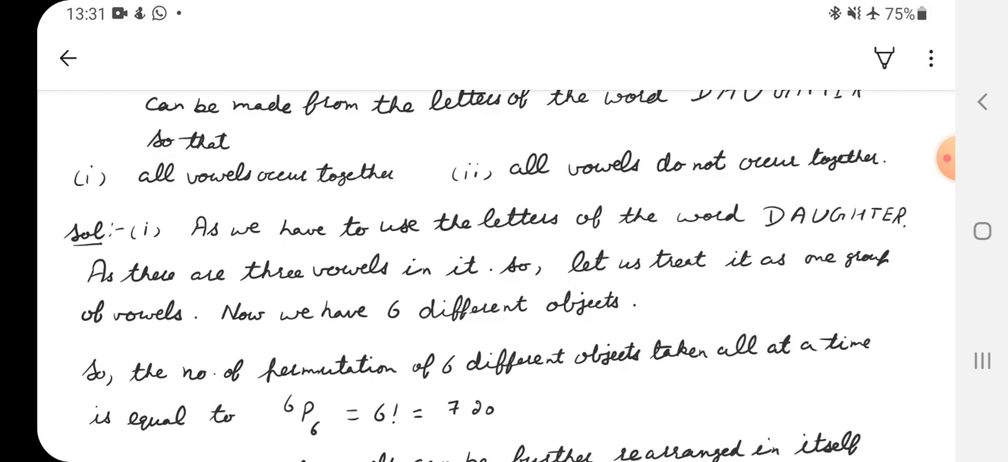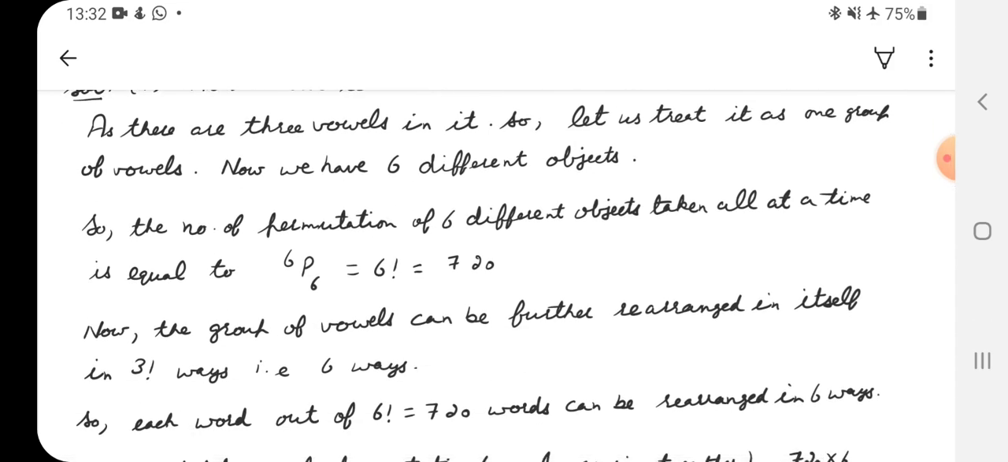But as you can see, A, U, E, we have 3 vowels and we made one group of A, U, E. But that group can further be in any order, right? It can be AEU, it can be AUE, it can be UAE and many other forms. So how many forms will it take? Let us see. The group of vowels can be rearranged in itself in 3 factorial ways, because our 3 vowels are there and we are taking 3 at a time. 3 factorial means 6 ways.